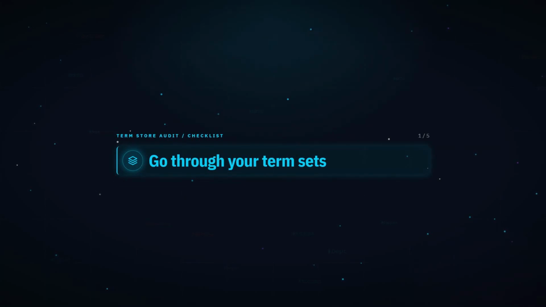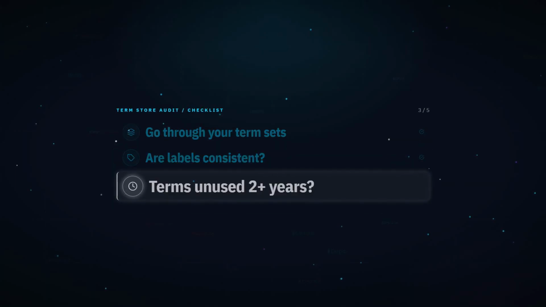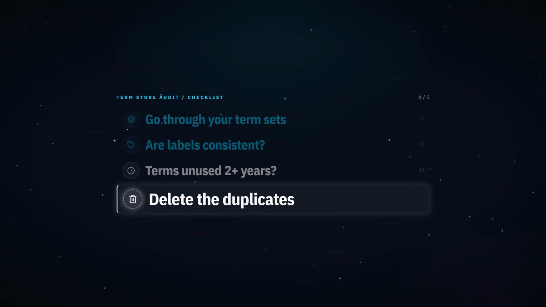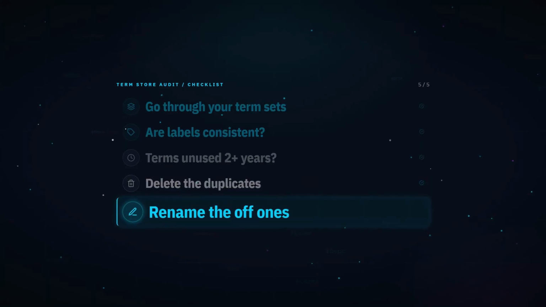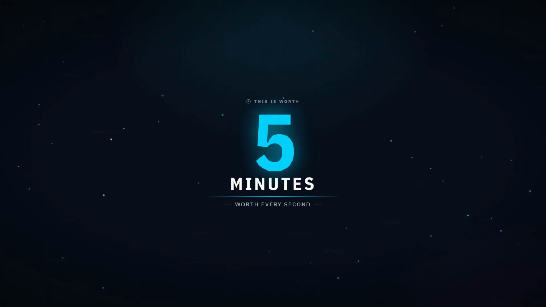Go through your term sets. Are the labels consistent? Are there terms that haven't been used in 2 years? Clean them up, delete the duplicates, rename the ones that are off. This is worth 5 minutes of your time.